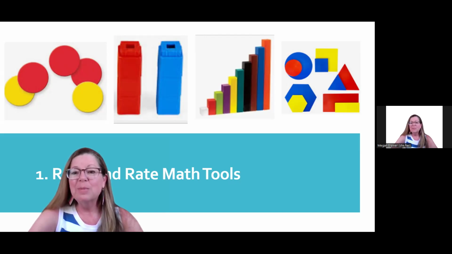Cuisenaire rods. Similar to connecting cubes, Cuisenaire rods of different lengths can represent quantities in a ratio. Their varying lengths also naturally lead to discussions about scaling and relative size. Attribute blocks or shapes can be used to create sets with different attributes, the color, the shape, the size, and then discuss ratios based on these attributes, the ratio of red blocks to blue blocks or circles to squares.